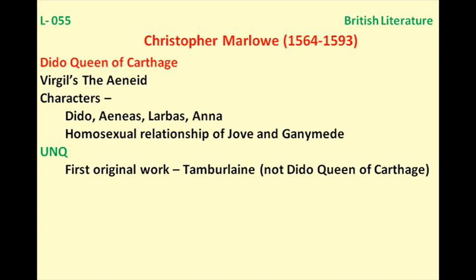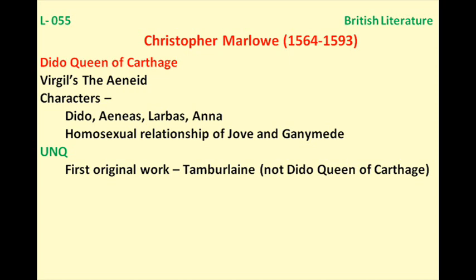And in this work we have one more theme, that is of homosexual relationship between Jove and Ganymede. Jove and Ganymede. These two names are also from the myths of Greek civilization, or from the Greek gods and goddesses. In a number of works we shall see such names. Okay, anyway, so that is the work, Dido, Queen of Carthage.